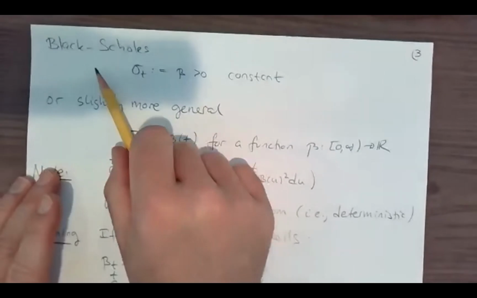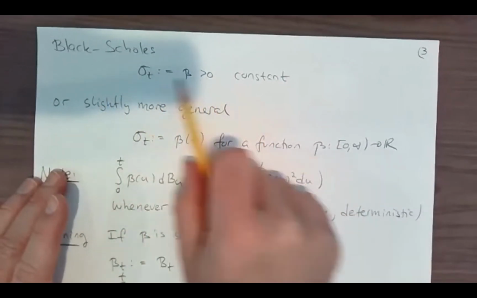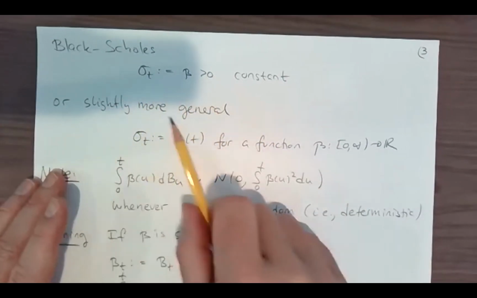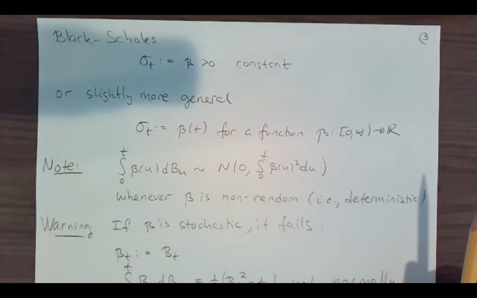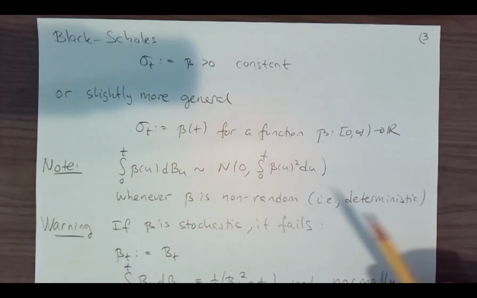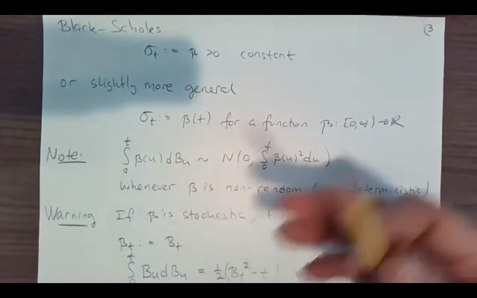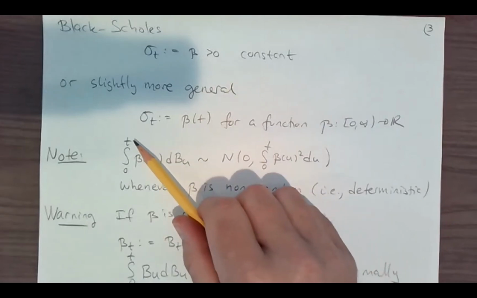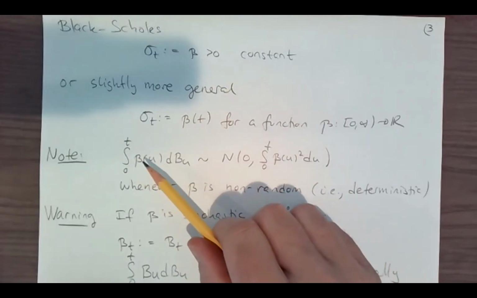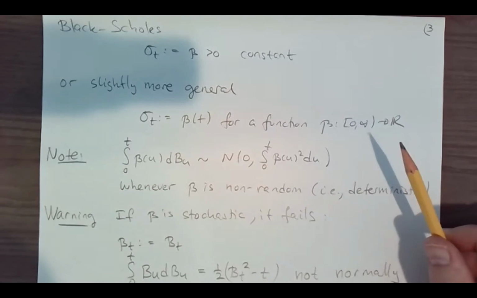And if you are to move from a typical Black-Scholes where the volatility is constant into something slightly more general, you can do that. You're going to get very similar formulas to the ones that you have for the constant, simply because that stochastic integral of beta with respect to the Brownian motion is again normal.